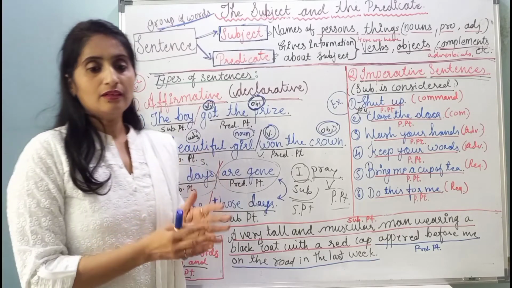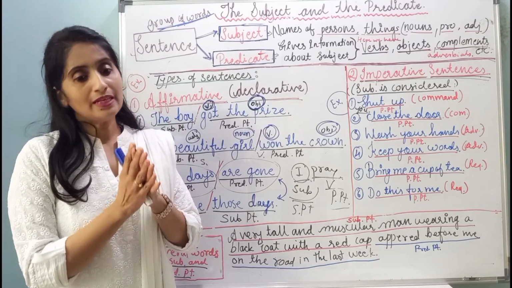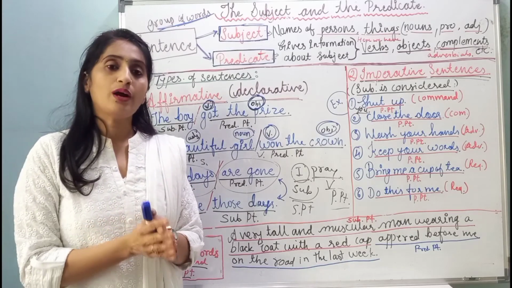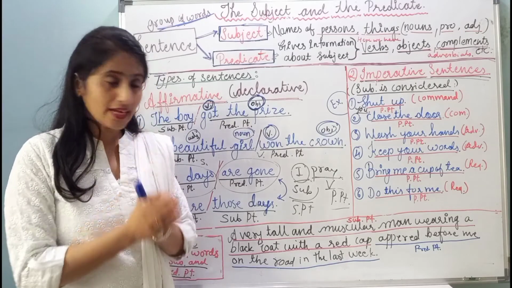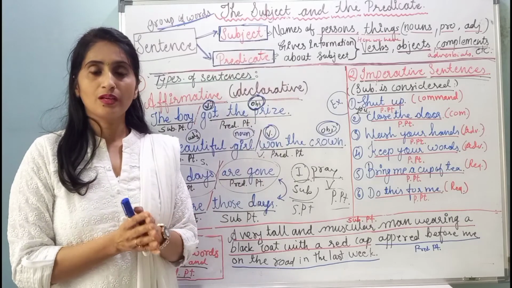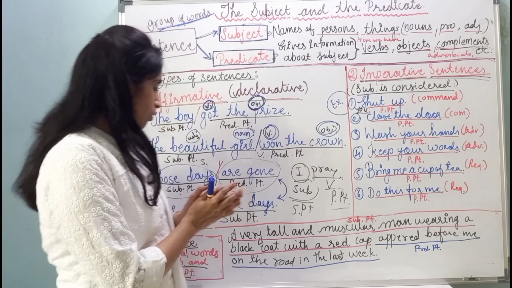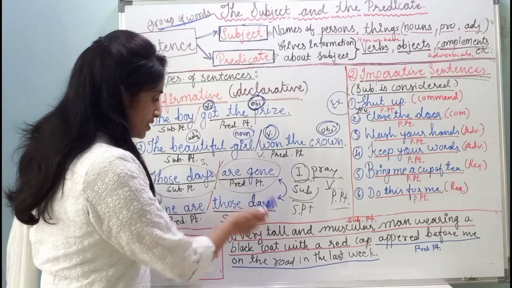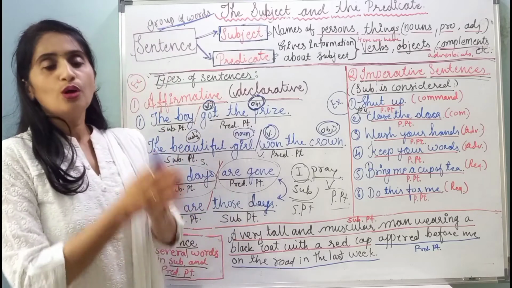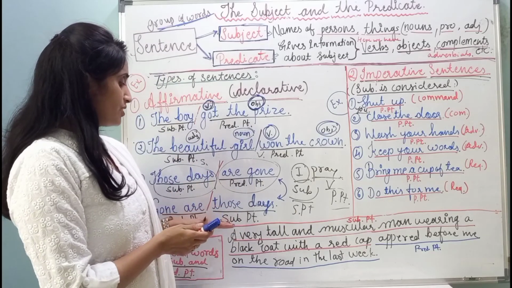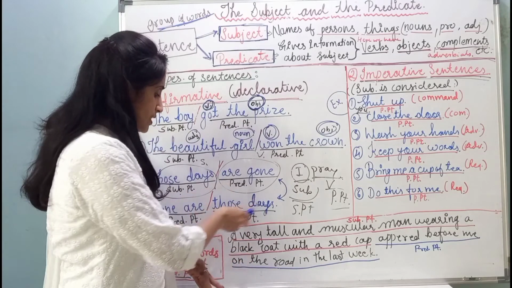So let the places be changed. Even though the places change, we have to identify the subject part and the predicate part in the same way as we have done. First of all, identify the subject. Okay, which is the subject in this sentence? Those days is the subject. And so you can say that this is the subject part. Okay, so those days is the subject part.